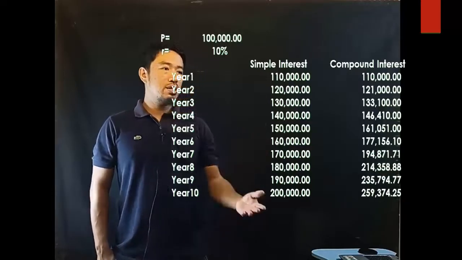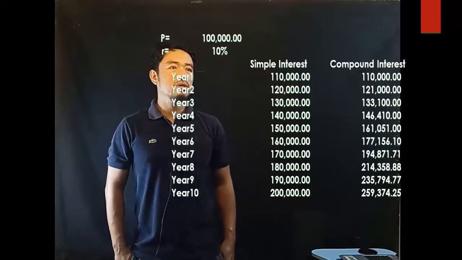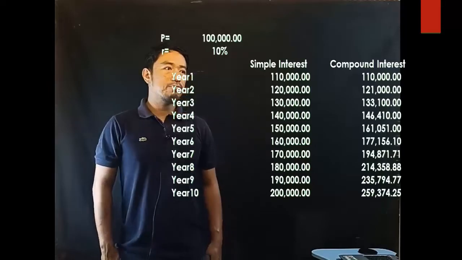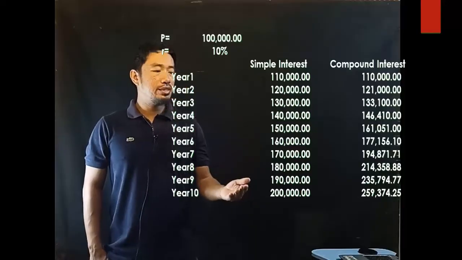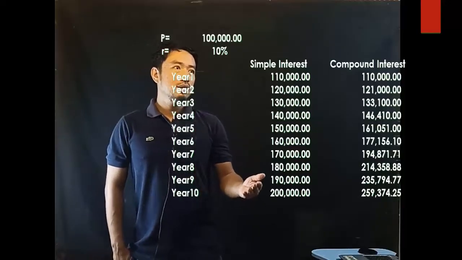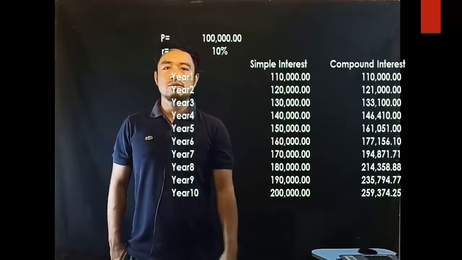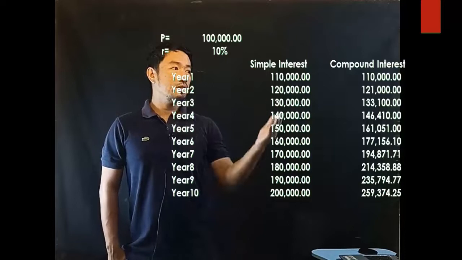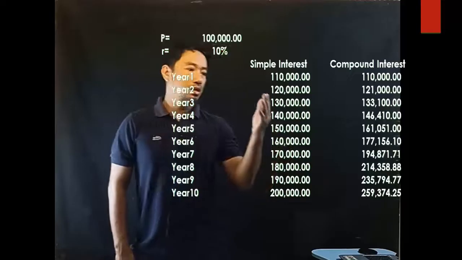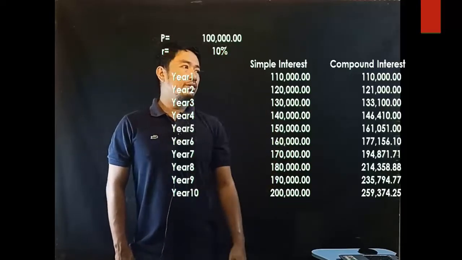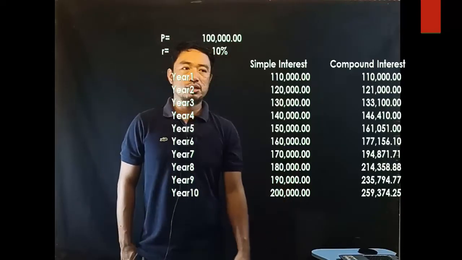As seen in this example, for an initial amount of 100,000 pesos at a rate of 10%, under simple interest, after a period of 10 years, you can see that it doubled its original amount to 200,000 pesos. But under compound interest, with the same initial amount, same interest rate, and the same 10-year period, the final amount is more than 259,000.